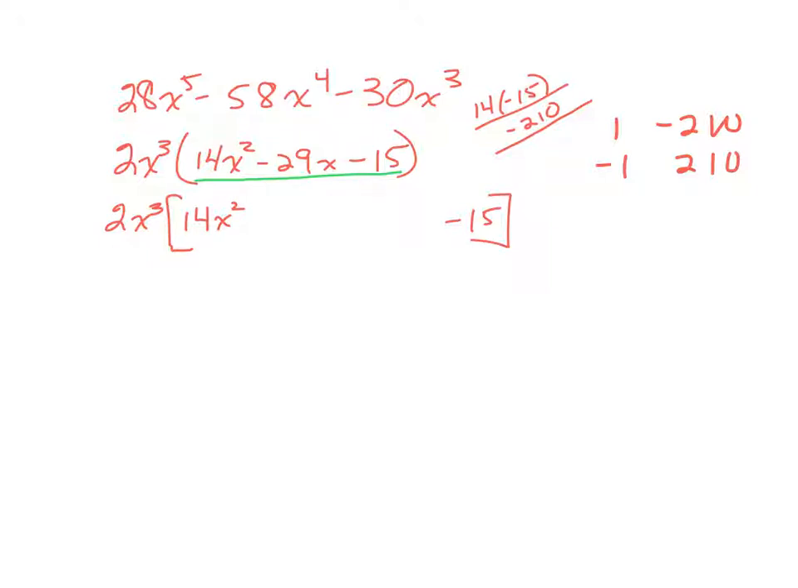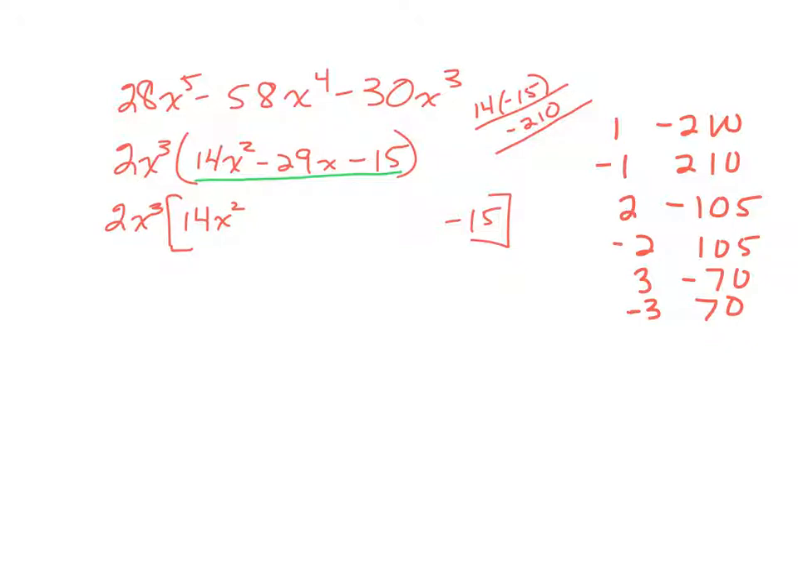2 should go into 210. How many times does 2 go into 210, class? 105. Okay. What about 2 and negative 105 or negative 2 and 105? Do either one of those add up to negative 29? No. Let's try 3. Does 3 go into 210? 70 times. Okay. Class, 3 and negative 70 or negative 3 and 70, do either of those add up to negative 29? And the answer is obviously no. What about 4?